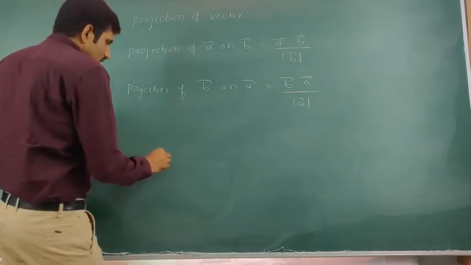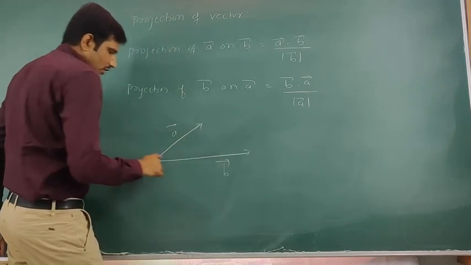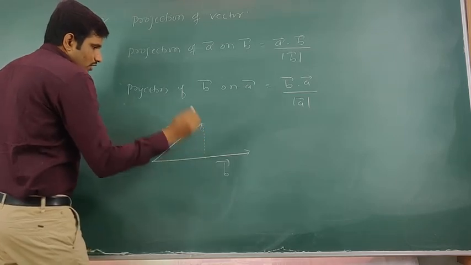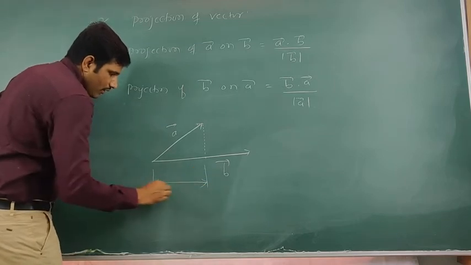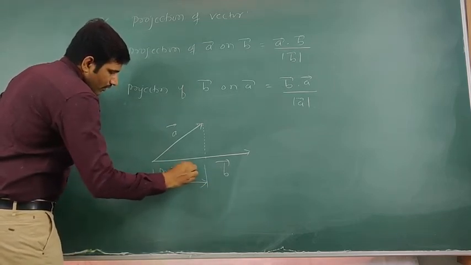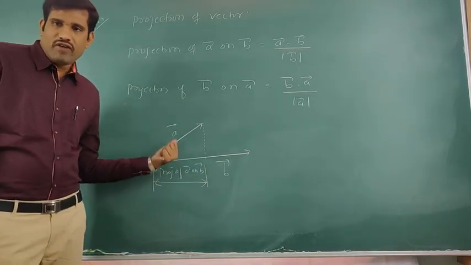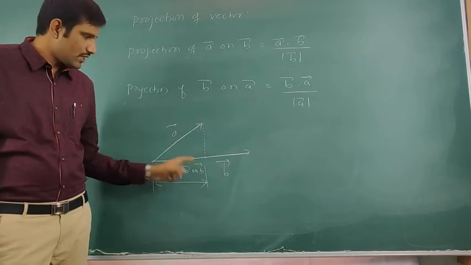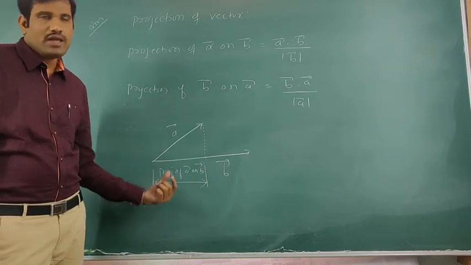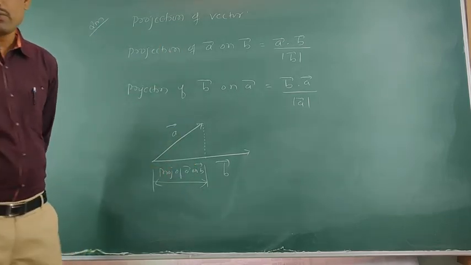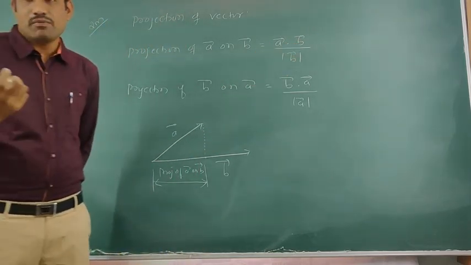What is the meaning of projection? This is vector A and this is vector B. The projection of vector A on B is nothing but the shadow of vector A on vector B. This length is the projection of vector A on B. Projection of vector A on B is a scalar quantity, because A dot B is a scalar and the magnitude of B is also a scalar. Therefore, the answer is some scalar.